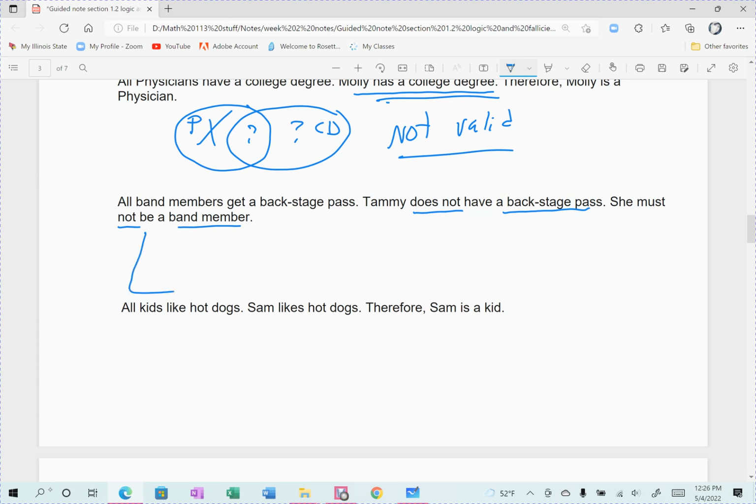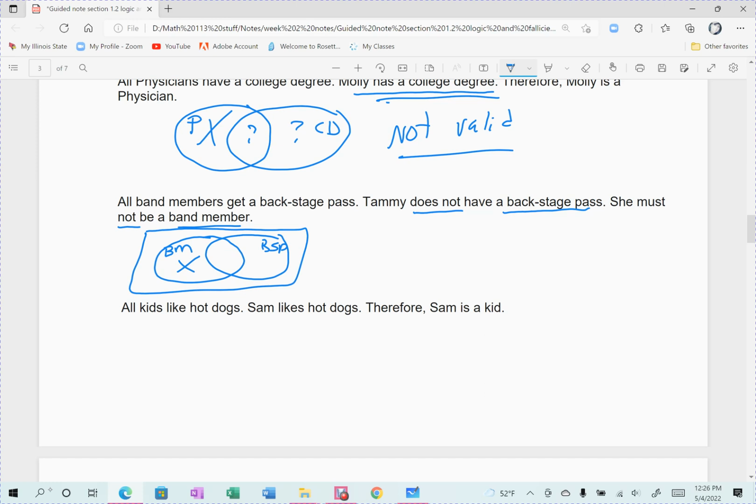All right, so we've got our band members, and we've got our backstage passes. All band members get backstage passes. So that means if you're a band member, you land here, right? You don't land there at all. You're in the backstage pass group.